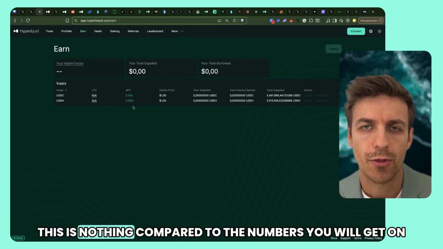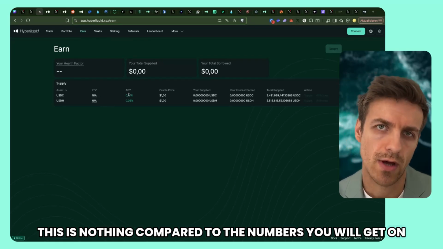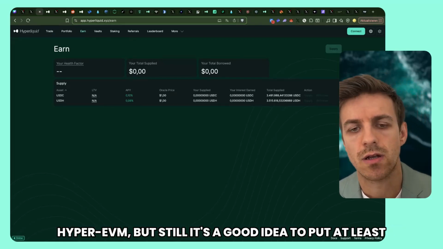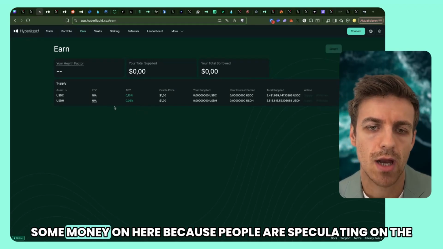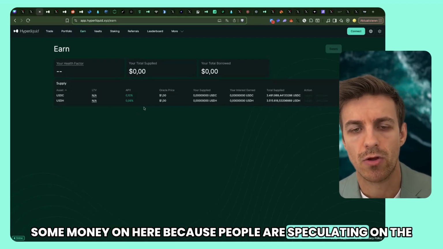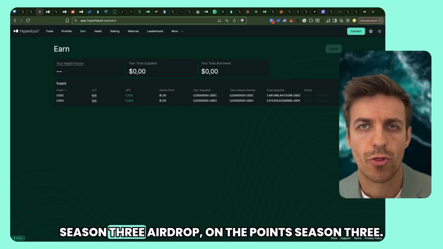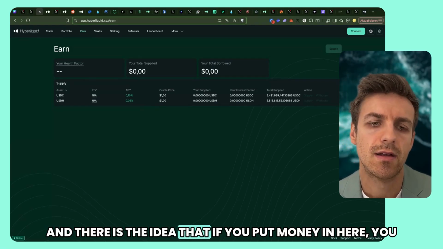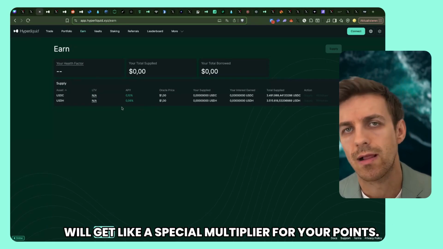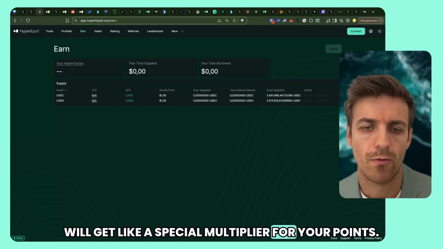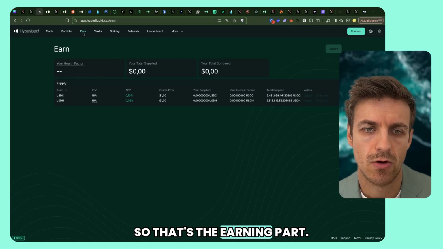This is nothing compared to the numbers you will get on HyperEVM, but still it's a good idea to put at least some money on here, because people are speculating on the season 3 airdrop, on the point season 3. And there is the idea that if you put money in here, you will get a special multiplier for your points. So that's the earning part.